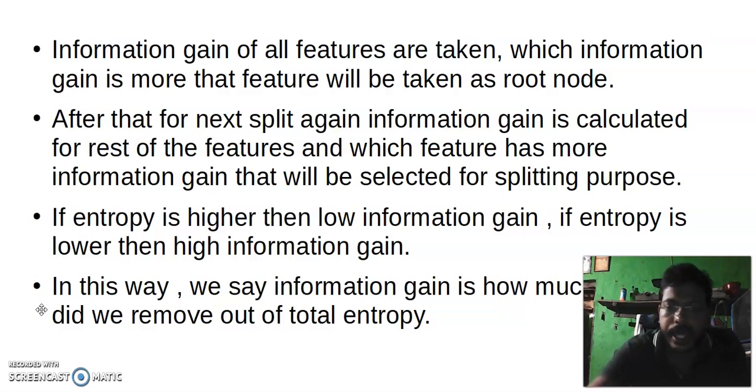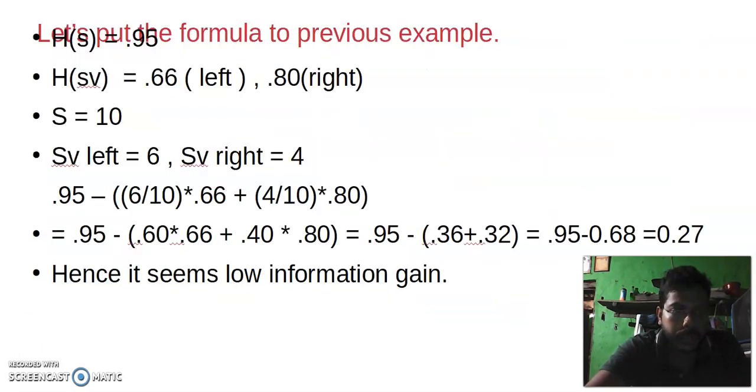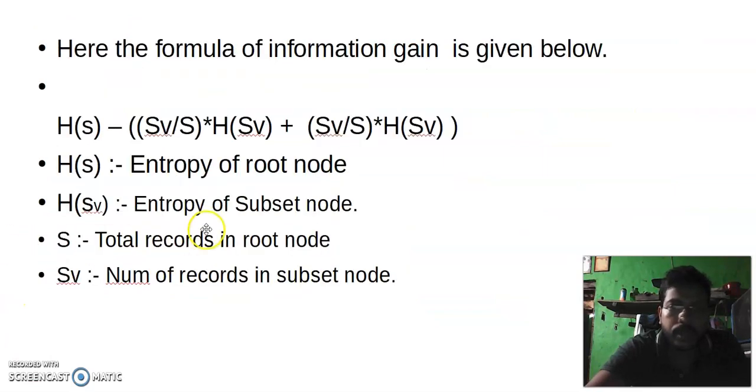In this way, we say information gain is how much entropy we removed out of the total entropy. So it is quite clear that first the entropy of the total node is taken, out of which information gain is calculated by removing the entropy of its subsets. So this video is enough for information gain, and we understood how information gain works, and this is the formula used in understanding information gain.